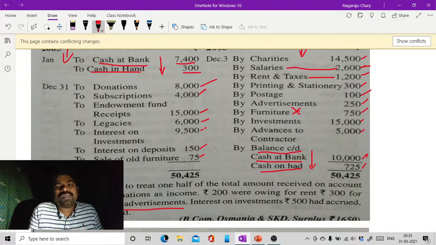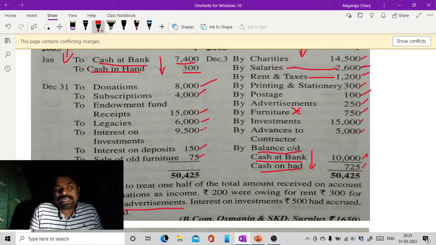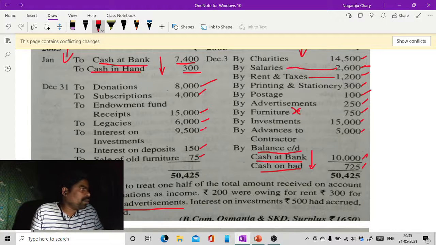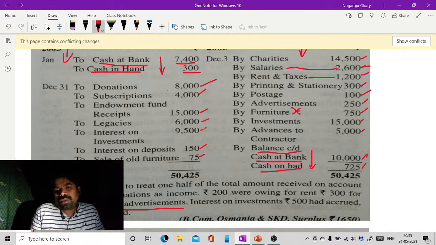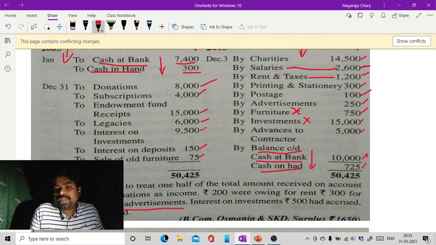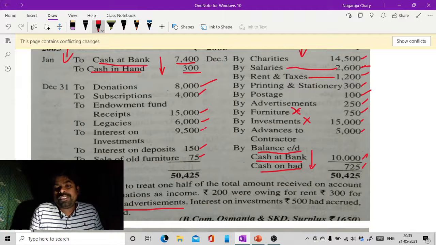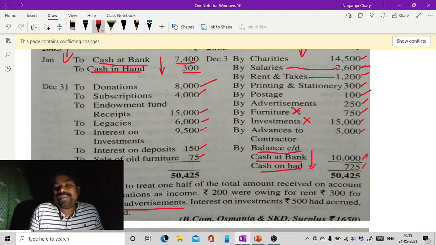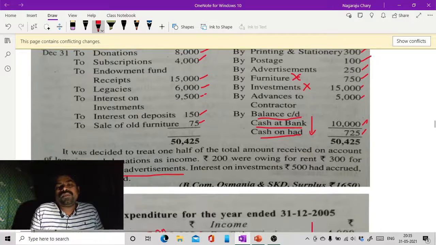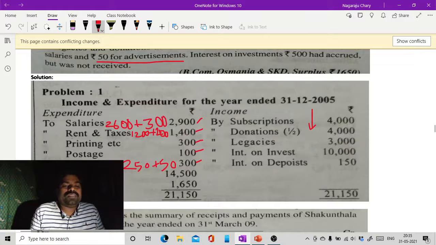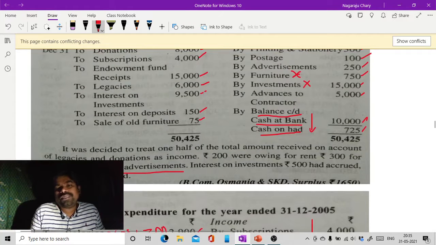expenditure account. Next, investments. Do we invest again and again in one month, in one year? No, not at all. So this is also not to be considered while preparing income and expenditure account. Why? Because this is a non-repetitive item, and one more thing, this is a capital item. Okay, next, advances to contractor. This is also not to be considered.